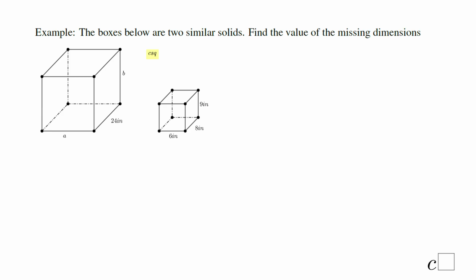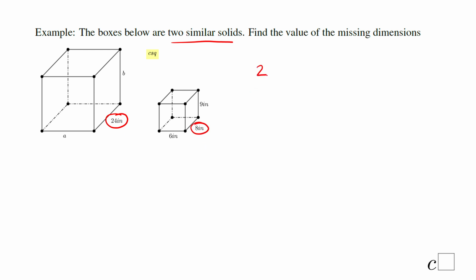Now we're going to use this property. You see, in this case, we know these two rectangular prisms are similar. Can we find the value of the missing dimension? Can we find A and B? So how are we going to do that? We're going to look first at these 24 and 8. Those are the corresponding parts.